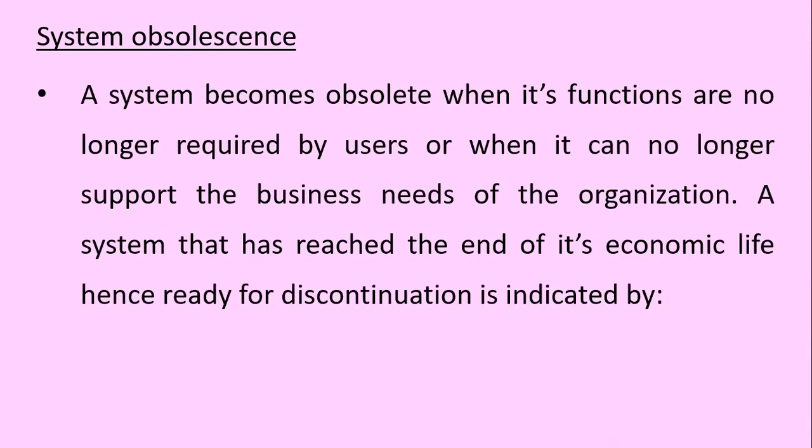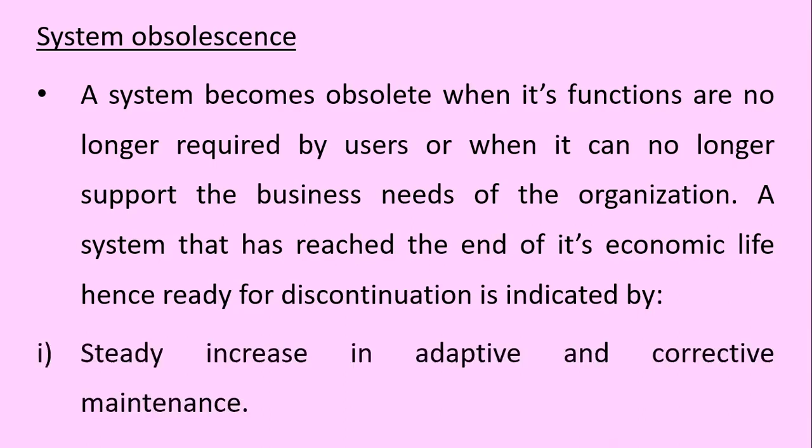What is system obsolescence? A system becomes obsolete when its functions are no longer required by users or when it can no longer support the business needs of the organization. A system that has reached the end of its economic life, hence ready for discontinuation, is indicated by, number one, a steady increase in adaptive and corrective maintenance.